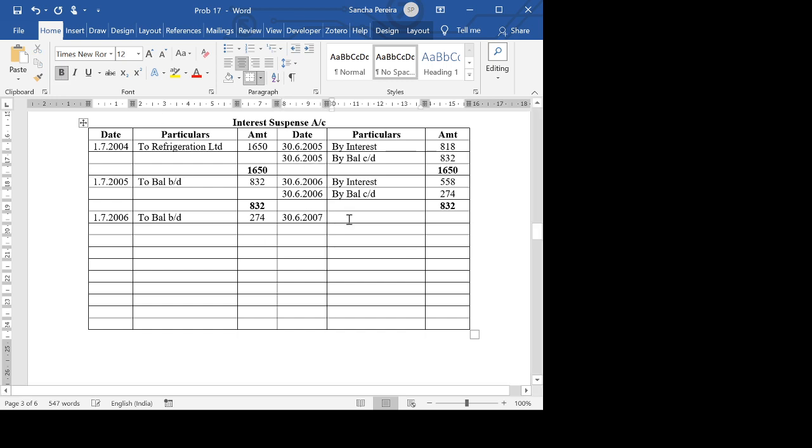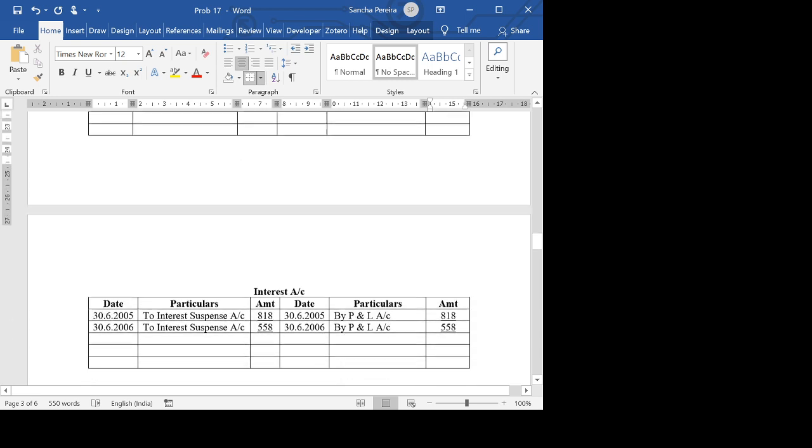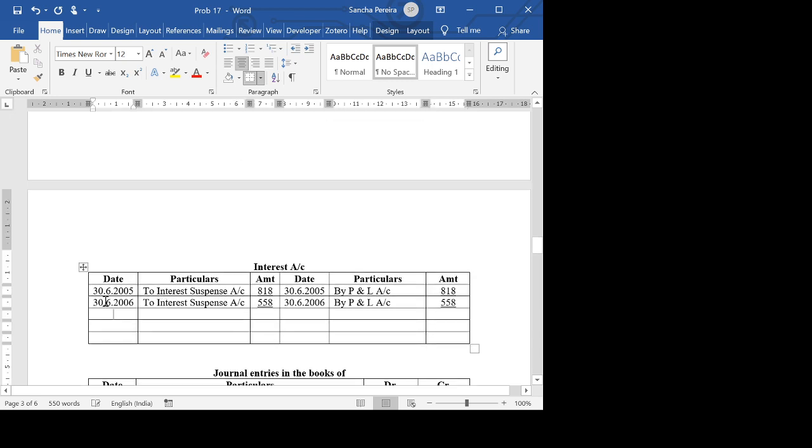So by interest 274. And if you see, this account is closing. It's tallying. So there is nothing else to be done here. Okay. So 274. Similarly, in the interest account, say interest account debit to interest suspense account, to interest suspense account 274.